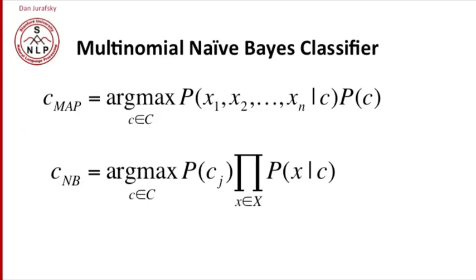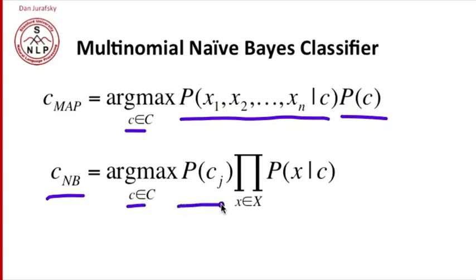In other words, to compute the most likely class under the naive Bayes assumption, instead of multiplying a likelihood, the probability of a whole joint string of features, times the probability of a class, we're going to simplify that and say that the best class by the naive Bayes assumption is the class that maximizes the prior probability of the class. That's the same. But now, more simply, we're just going to multiply, for every feature in the set of features, the probability of that feature given the class. Much simpler equation.